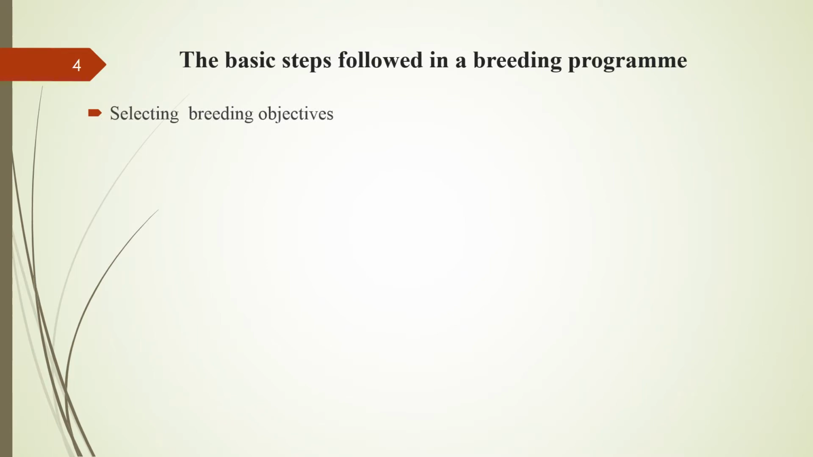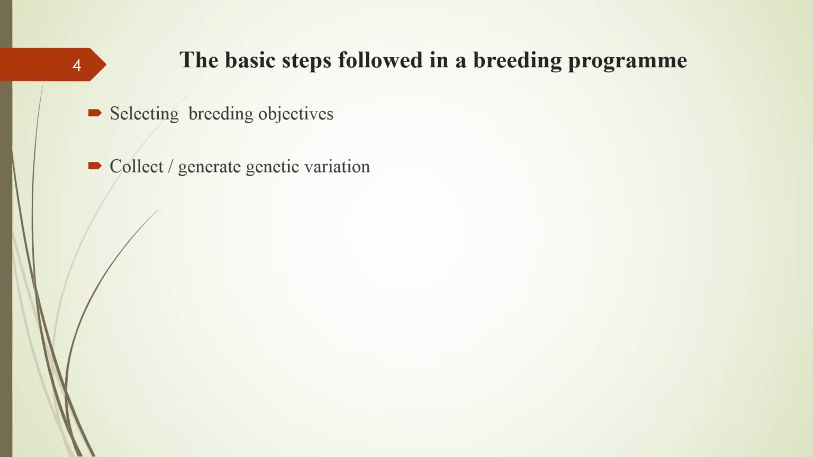One is selecting breeding objectives. So you select two plants with different characteristics. Let's say, for example, one which is adapted to drought and one which has high yield but is not adapted to drought. So you cross the two plants to get a plant that is adapted to drought and has high yield.